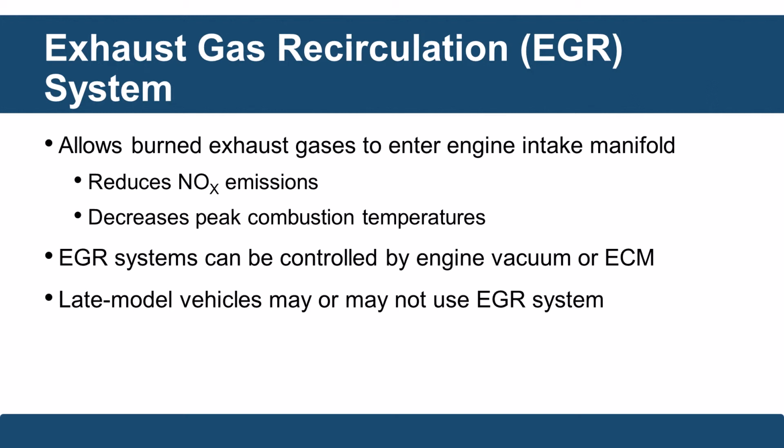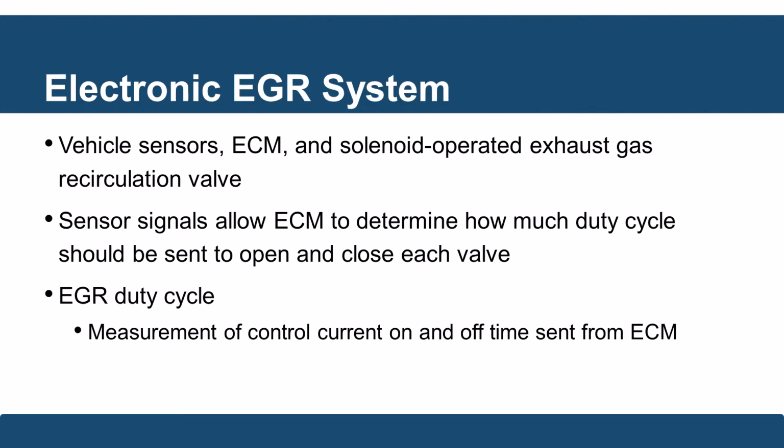Why would we want to put exhaust in the intake manifold? Well, we want to slow down the combustion process. That drops the heat and reduces the NOx emissions. So this is what we're trying to do, is control that peak pressure or peak temperature. The EGR system can be controlled by engine vacuum, or it can be electronic. Most of the late models, though, may or may not use an EGR system. They can do it through the cam adjuster.